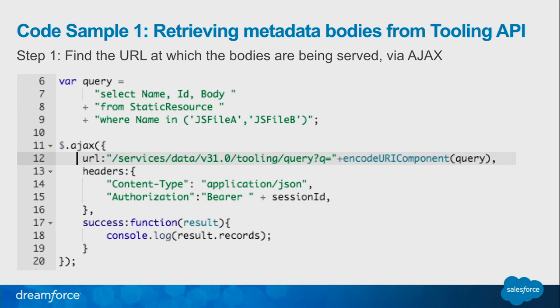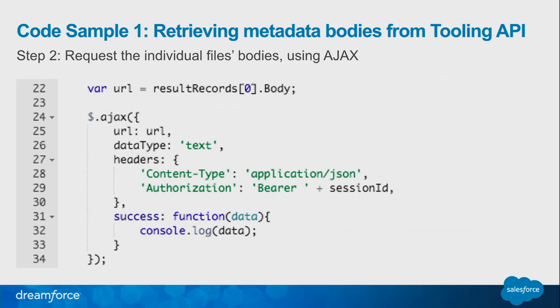Now here's my query up here. I can code the query. I say I just want to go get static resource files where the name is in a list of static resource names, so JS file A and B. And then when I'm done, I want to get out the records in my success function.